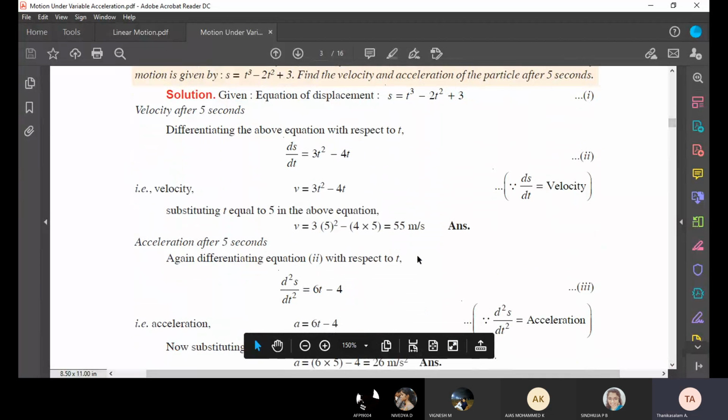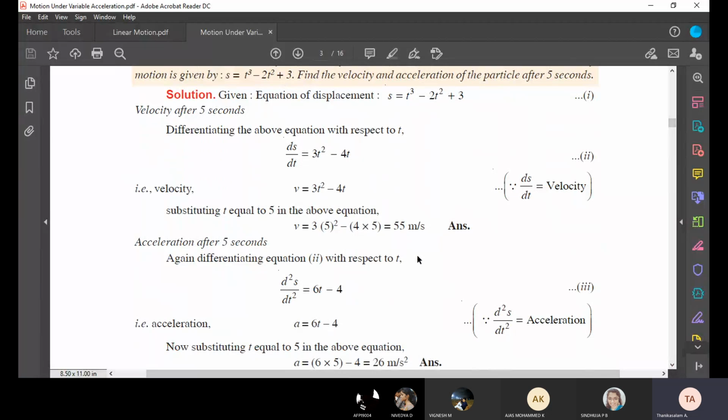Understand? Now they are asking acceleration. What is acceleration? Again differentiate the velocity. We already differentiated ds by dt to get velocity, so again differentiate. What is 3t square differentiation? 2 into 3, 6t. So therefore 6t minus 4, since 4t differentiation is 4.